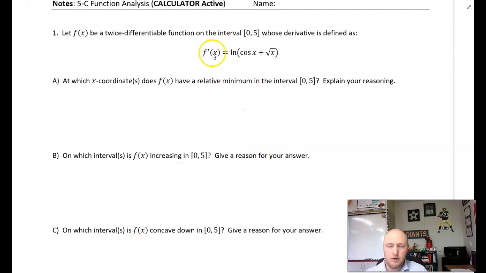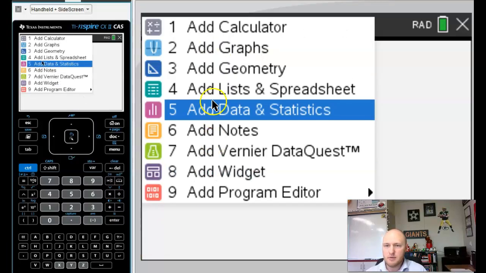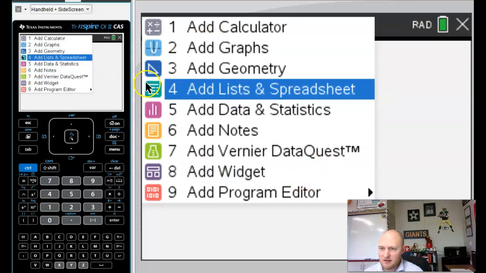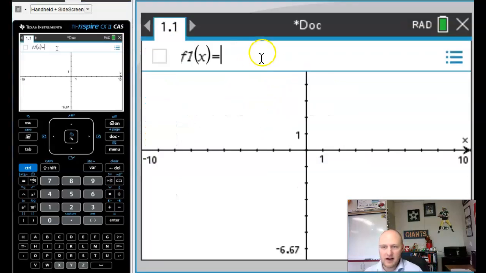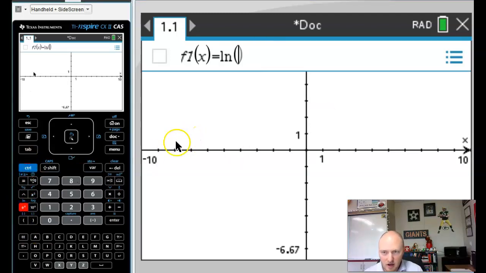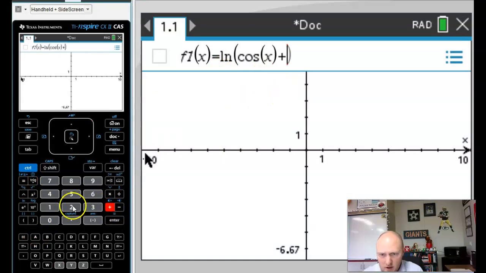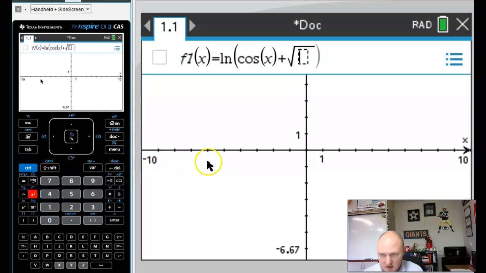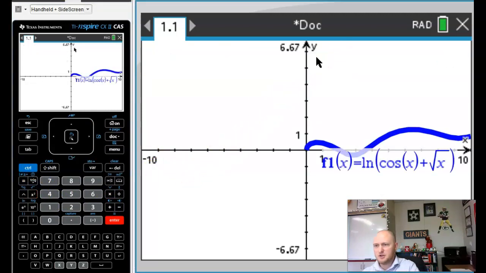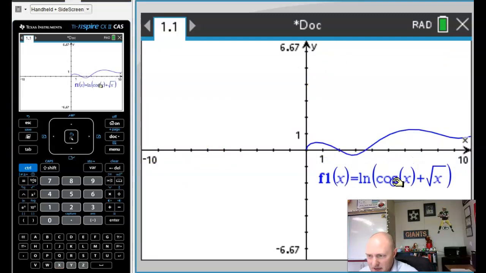Now note, it's worth noticing that we have f prime. This is an f prime graph. So I'm going to go into my calculator, open a new graph, and graph this. So we have the natural log of cosine of x plus the square root of x, and I'll hit enter. Okay, and there is my graph.